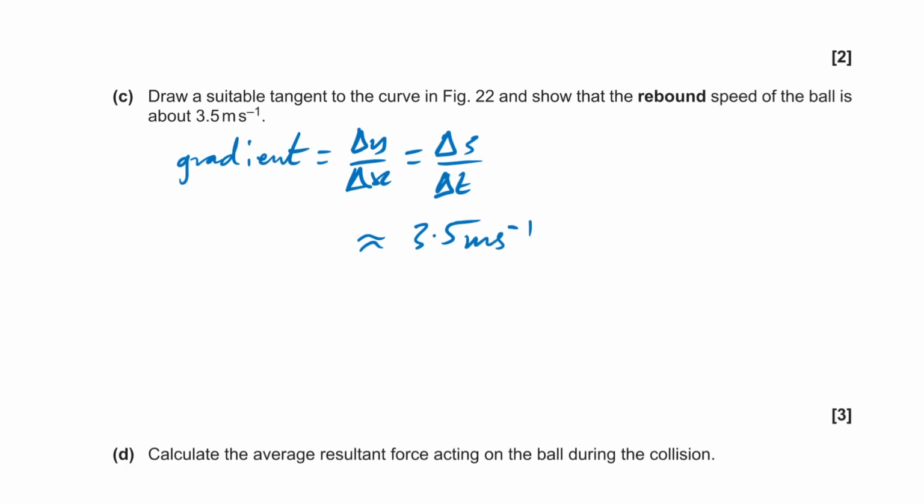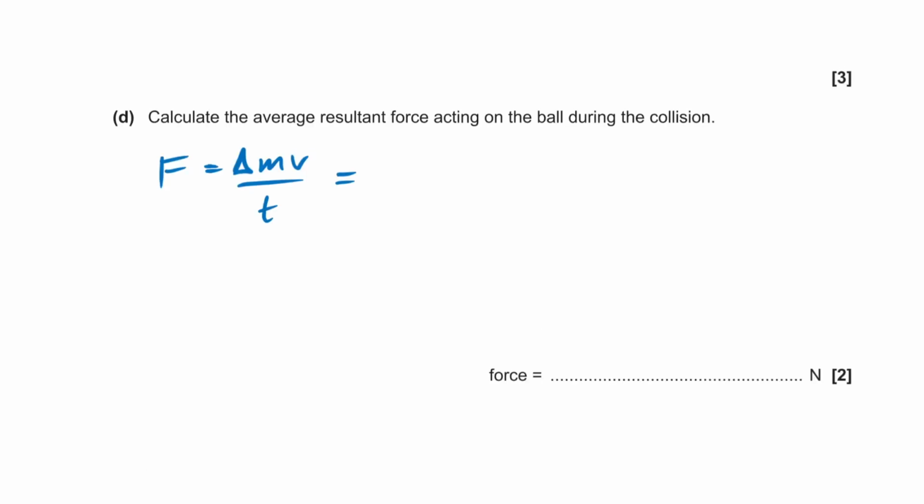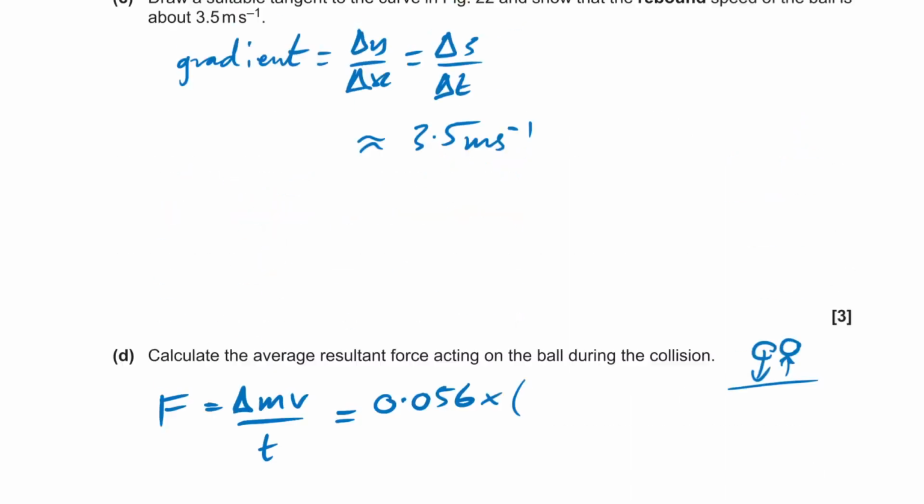Okay, D, calculate the average resultant force. There we go. So we are going to have to use force is equal to rate of change in momentum. So delta mv divided by T. T is not the time of flight, but the collision time, impact time in this case. So mass of 0.056 kilograms times, well, what's the speed? Well, we're looking for a change in speed here, aren't we? Because, well, the mass isn't changing, so we're looking for delta V. Well, this is where we do have to be careful with our pluses and minuses because we're going down and then up.